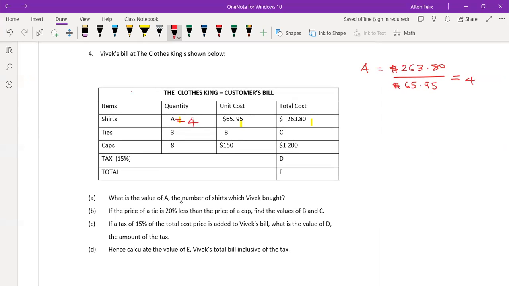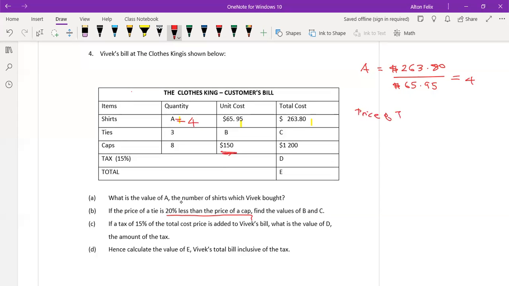All right. If the price of a tie is 20% less than the price of a cap, find the values of B and C. Oh, that's a lot coming at us here. 20% less than the price of a cap. Where's the price of the cap now? So this is the unit price of your cap right here. So we need to find the unit price for the tie. 20% less than that. So it's really 80% the price of the cap.